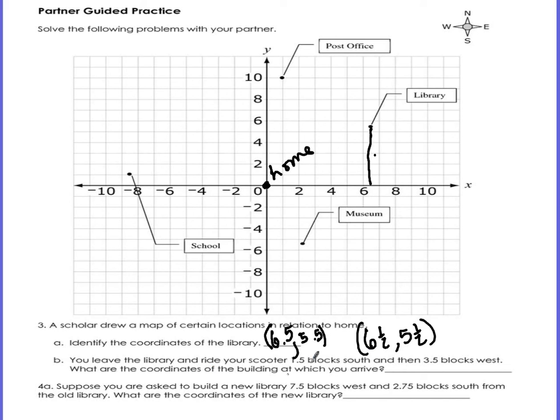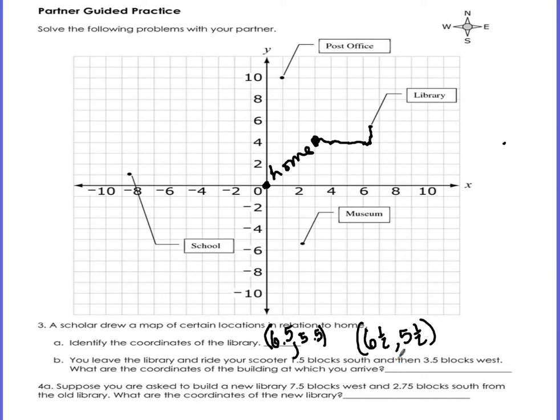Okay, I leave the library and ride my scooter 1.5 blocks south and then 3.5 blocks west. So 1.5 blocks south means that I go 1 full block. So 1 full block would get me to 5.5, and then another half would get me to 4. And then 3.5 blocks west, which would mean to the left. So 3.5 left. I could do the half, okay, half gets me to 6. And then I have to go 3 more. So 1, 2, 3. So that would get me right here.